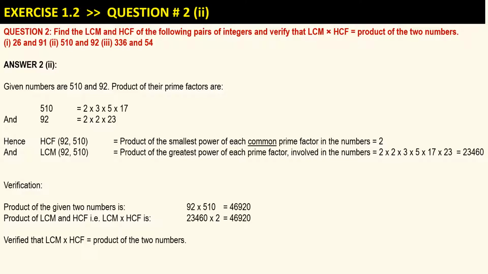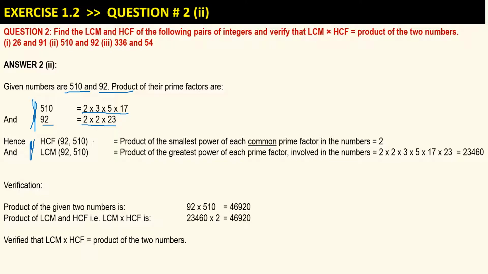Let's do the part 2 of the question number 2. The given two numbers are 510 and 92. Let's factorize them. So 510 is 2 multiplied by 3 multiplied by 5 multiplied by 17, and the number 92 is equal to 2 multiplied by 2 multiplied by 23. So after having factorized them, we can find HCF and LCM very easily.